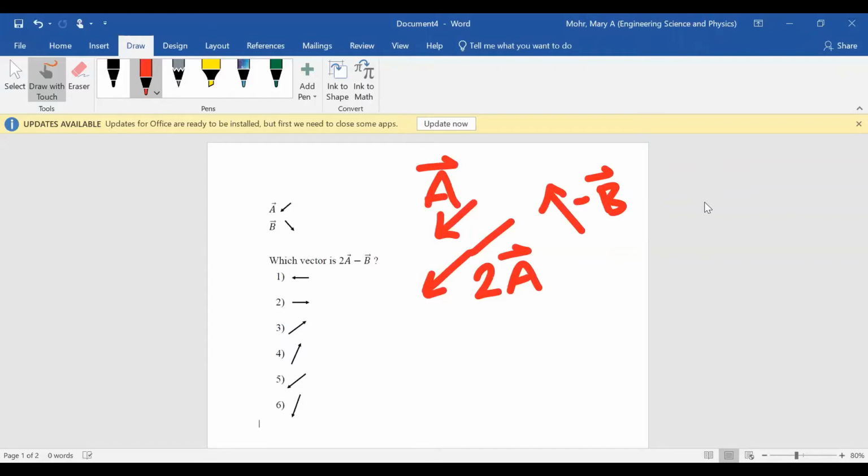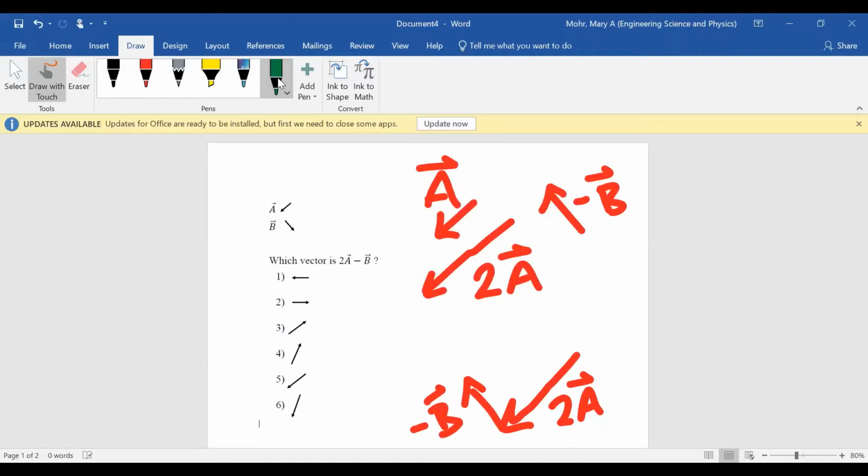Okay, so for 2a minus b, I take 2a, I can slide it around as long as it has the same length and is pointing in the same direction, it's still the same vector. Then I add minus b to that. Minus b looks like this. And the resultant vector starts where the first vector starts and ends where the second vector ends. So this is 2a minus b. And this looks closest to 5. So 5 would be the correct answer there.